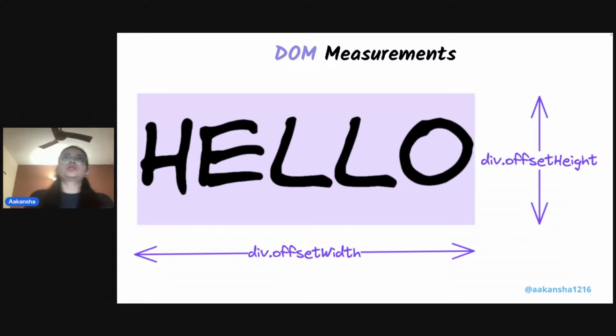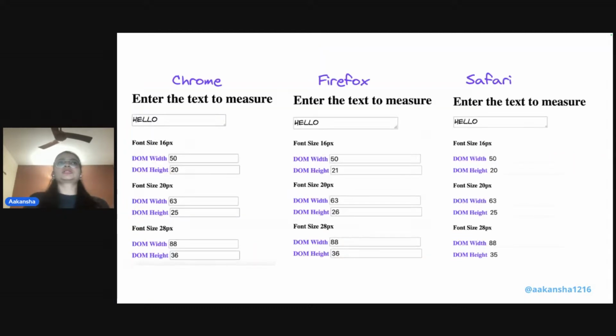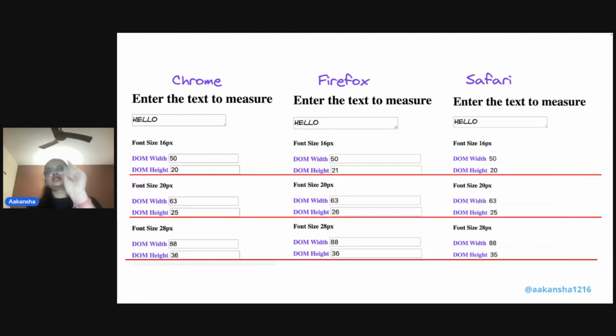So let's look at the first one, the DOM measurements. In DOM measurements, what you do is you take a text and put it into a div, and remove all the styling so that you can get the exact offset width and height. This is what you are going to use in the DOM as well as in the Canvas. When testing this behavior across different browsers, this is what was found. You can see that the width is the same across Chrome, Firefox, and Safari. The DOM width is exactly the same, but do you notice that the height is different?